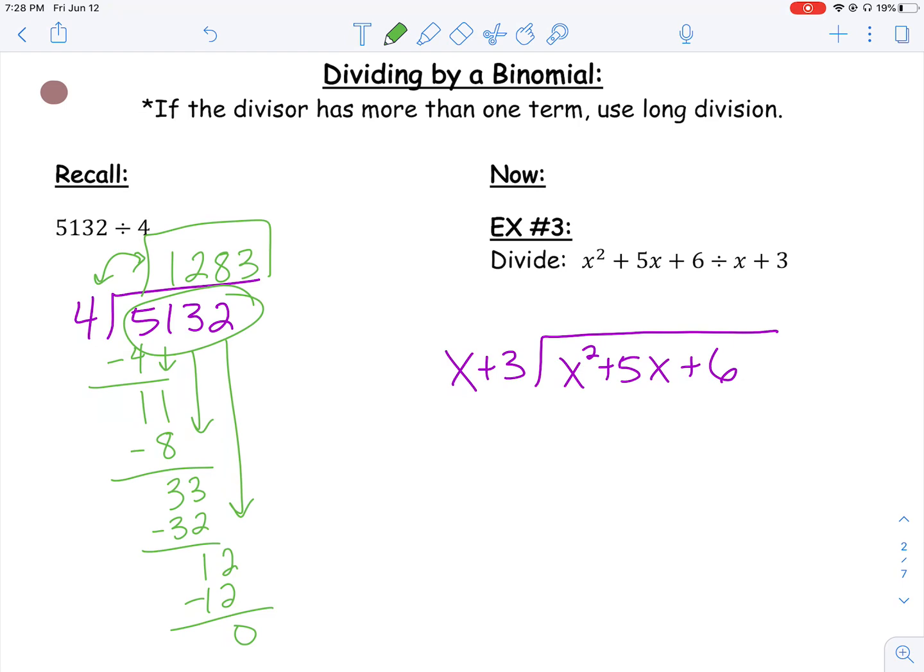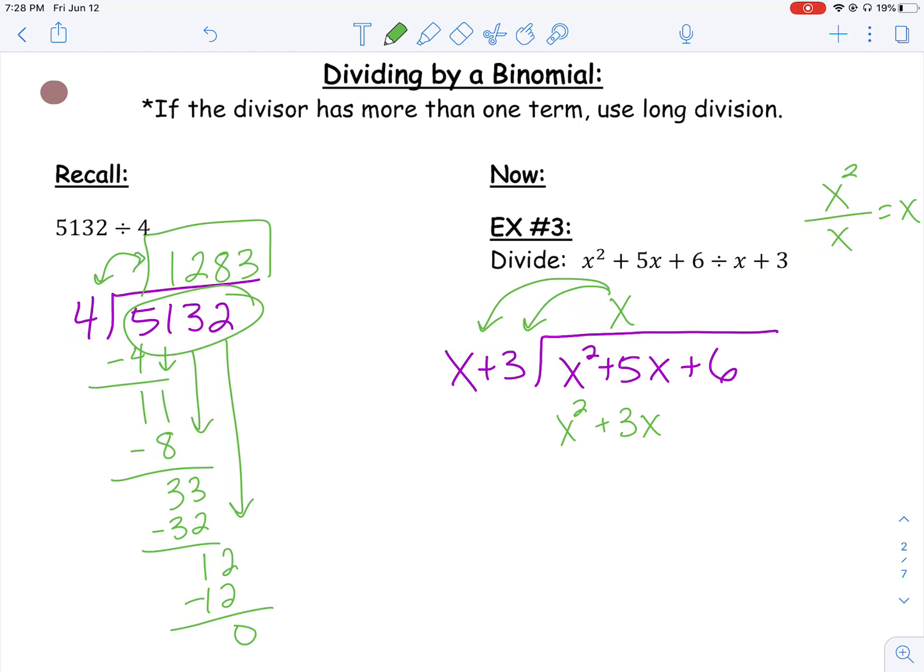Okay, here we go. We're going to take this first term, the x squared, and divide it by this first term. So if off to the side I had x squared divided by x, doesn't that give me just one x? And do you remember when we did our long division, once we had that 1 at the top, we took that and multiplied it through? So that's what we're going to do. We're going to take the x and multiply it by the x and the 3. So x times x is x squared. x times 3 is 3x.